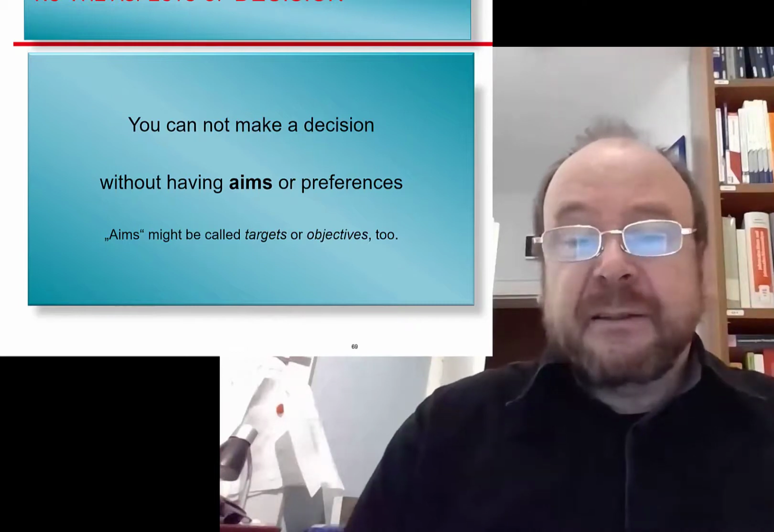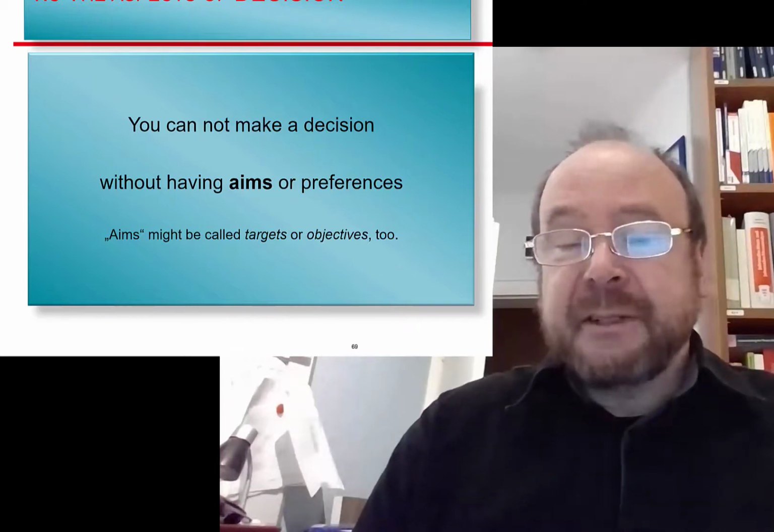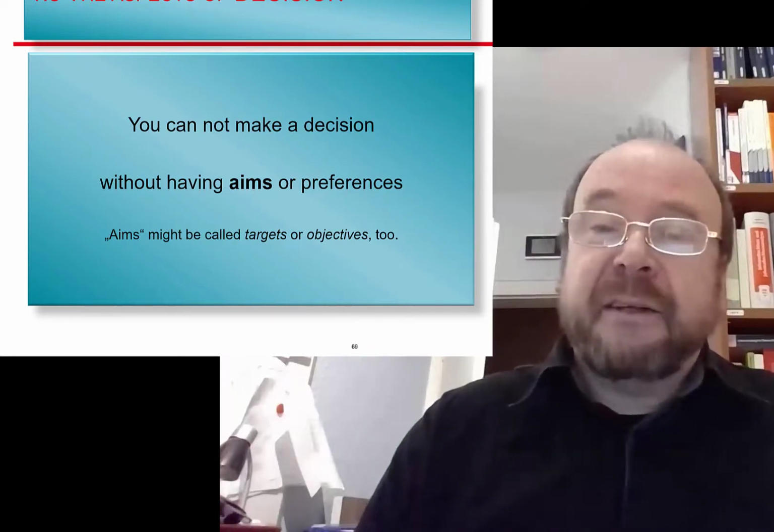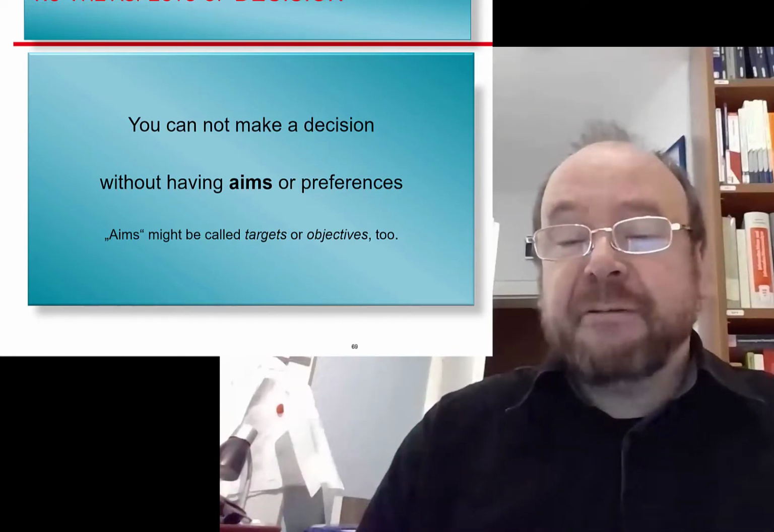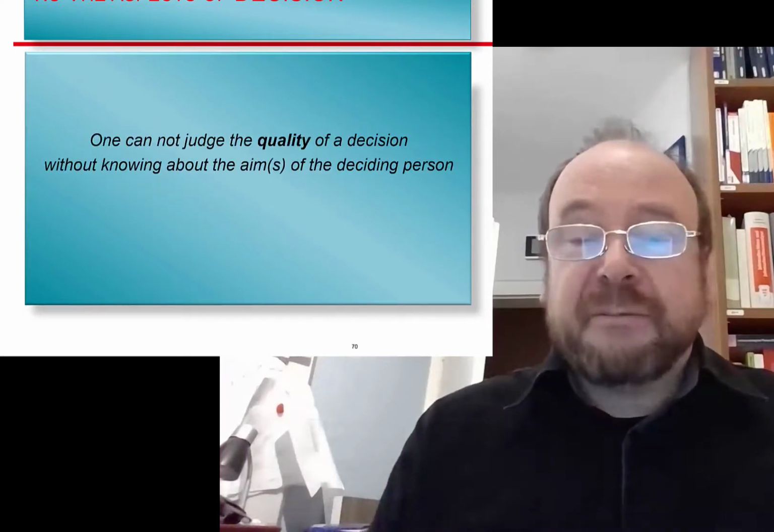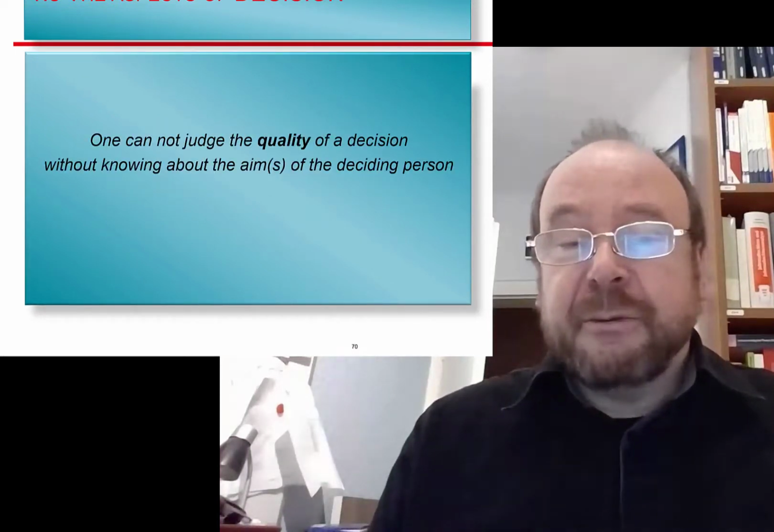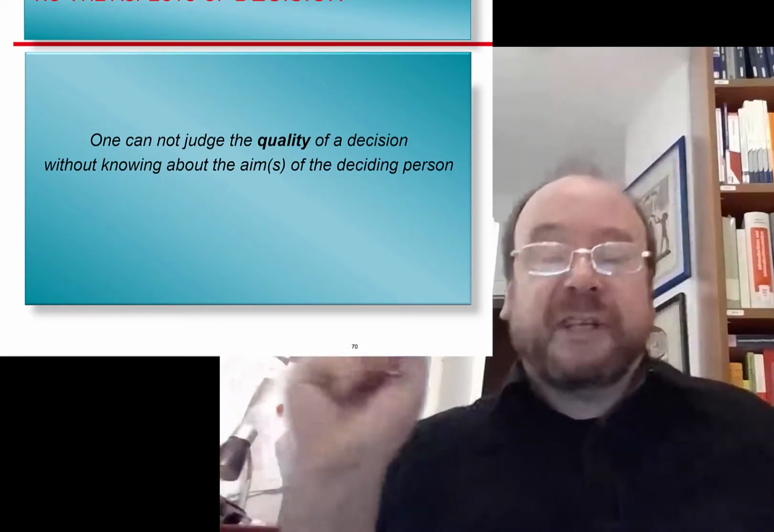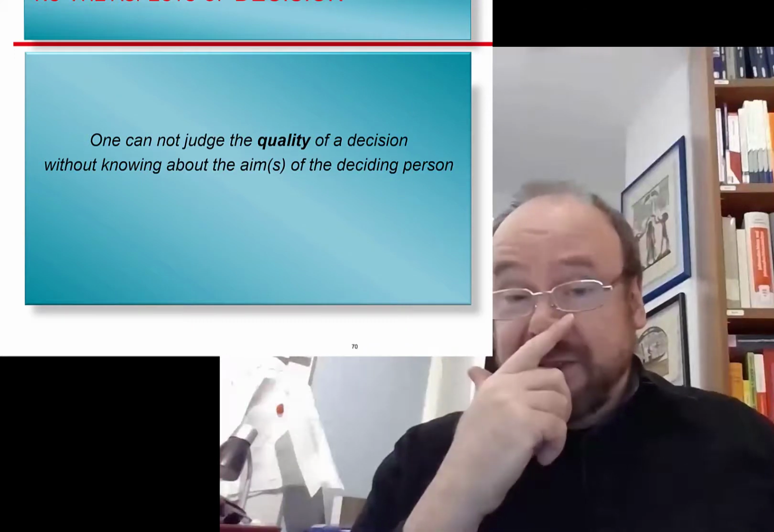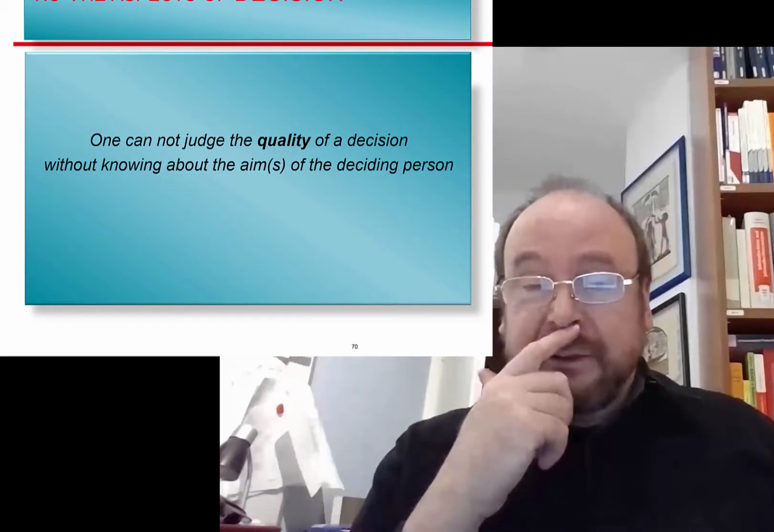To speak again about the last aspect, you cannot judge or make a decision without having aims or preferences. So things which you want to achieve, you must make clear to yourself what you want to achieve. You cannot judge the quality of a decision when you don't know what the deciding person wanted to achieve. No?